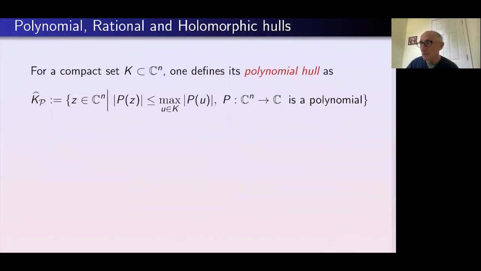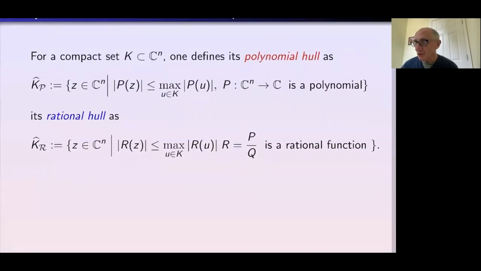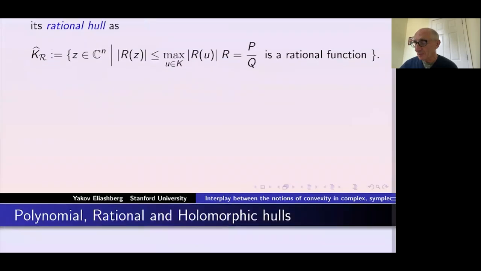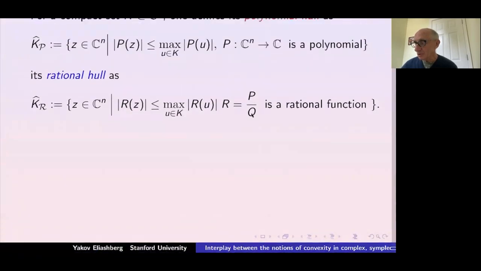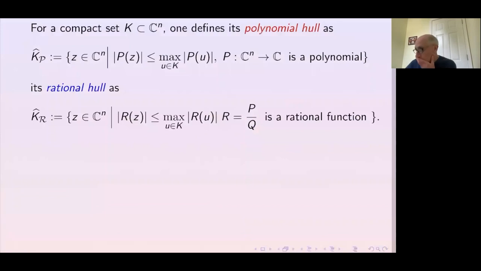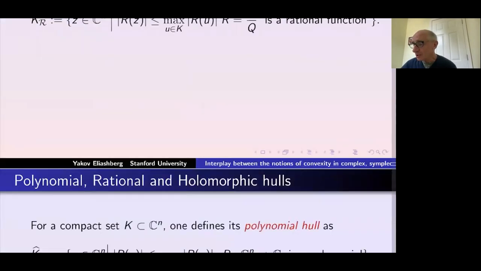Let me just briefly remind you. Let's restrict to the case of CN. If you have a compact set, you can define its polynomial hull. You consider all the points which you cannot separate from this given compact set by the modulus of a complex polynomial. Then you can also have a rational hull, which is the same but in terms of rational functions.